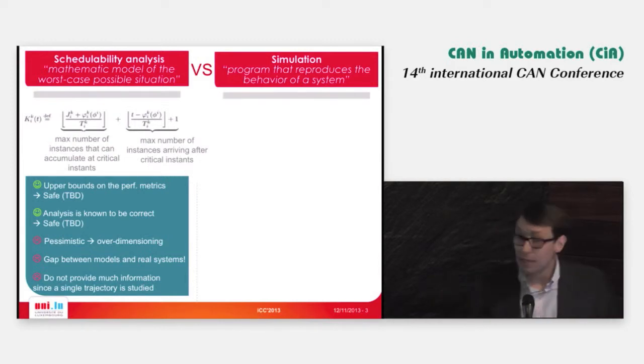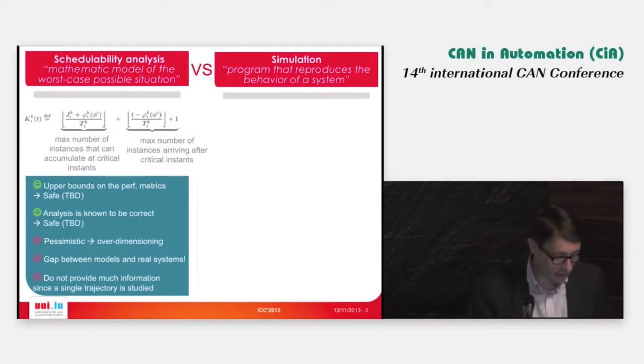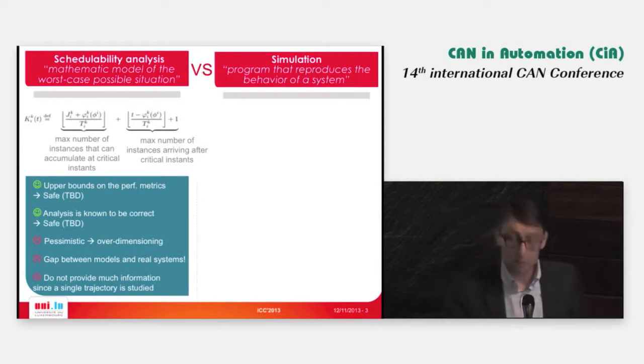Okay, so what are the upsides and the downsides of schedulability analysis? Well, schedulability analysis provides upper bounds on the performance metrics, so it's safe. Well, we'll discuss that later on. The analysis is usually published in scientific papers, so it is assumed to be correct. That will also be discussed. On the downside, it's usually pessimistic, sometimes overly pessimistic. Also, the analytical models may not be able to capture all the peculiarities of the system, and specifically here of the communication stack. We'll also discuss that in more detail.